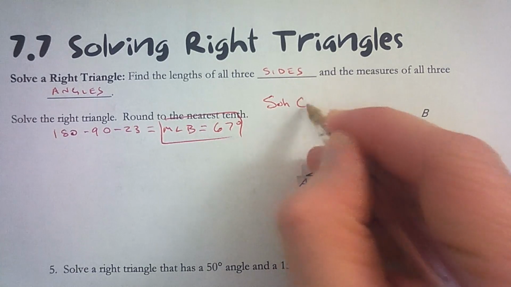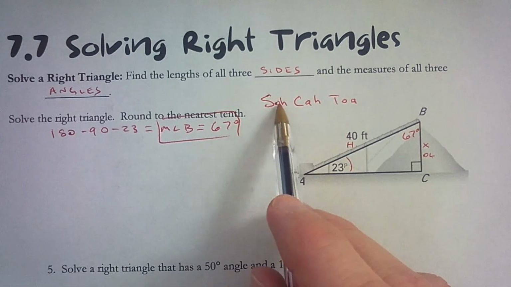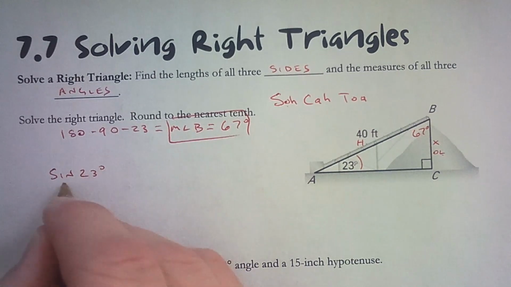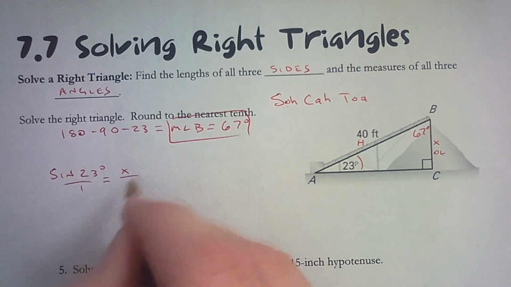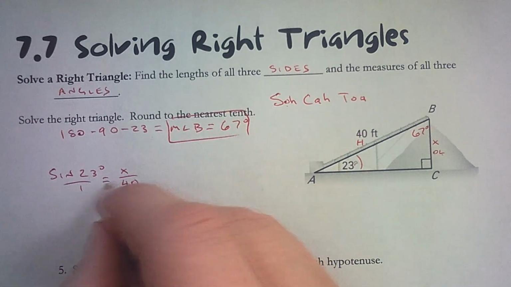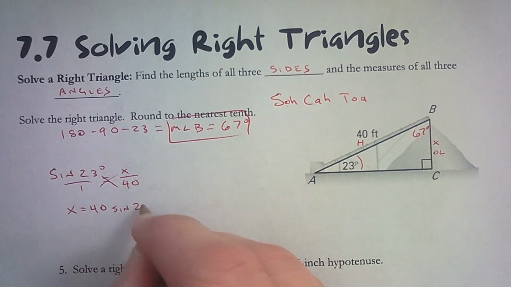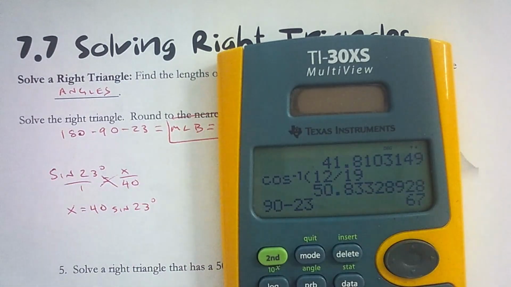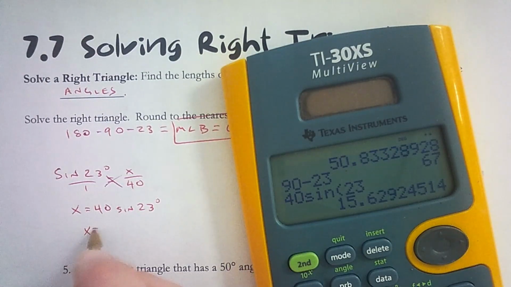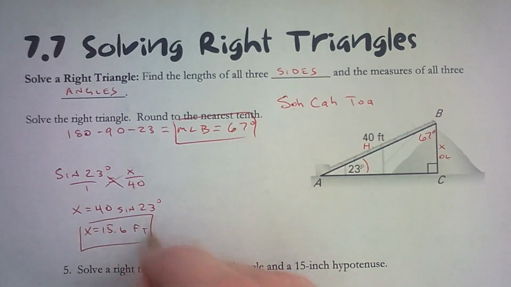Okay, so back to our word, SOHCAHTOA. Opposite leg and hypotenuse, that is right here. That is sine. So we'll do sine 23 degrees is to 1, as the opposite leg X is to the hypotenuse 40. When it's a number down here, we do cross products. 1 times X and 40 times sine 23 degrees. So 40 sine 23 is 15.6. Okay, and this is in feet, so it is 15.6 feet.